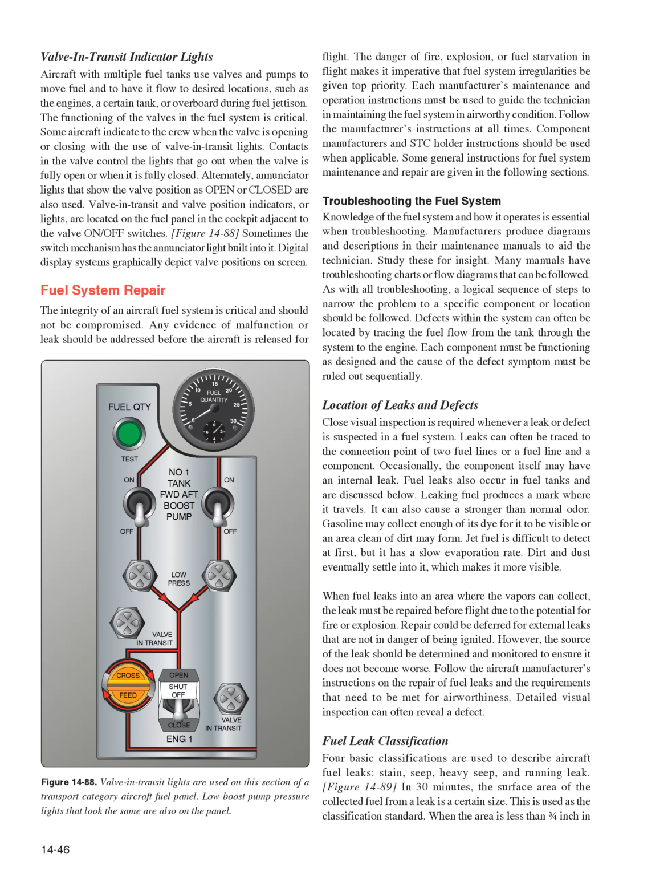Figure 1487. Valve in transit indicator lights. Aircraft with multiple fuel tanks use valves and pumps to move fuel and to have it flow to desired locations, such as the engines, a certain tank, or overboard during fuel jettison. The functioning of the valves in the fuel system is critical.